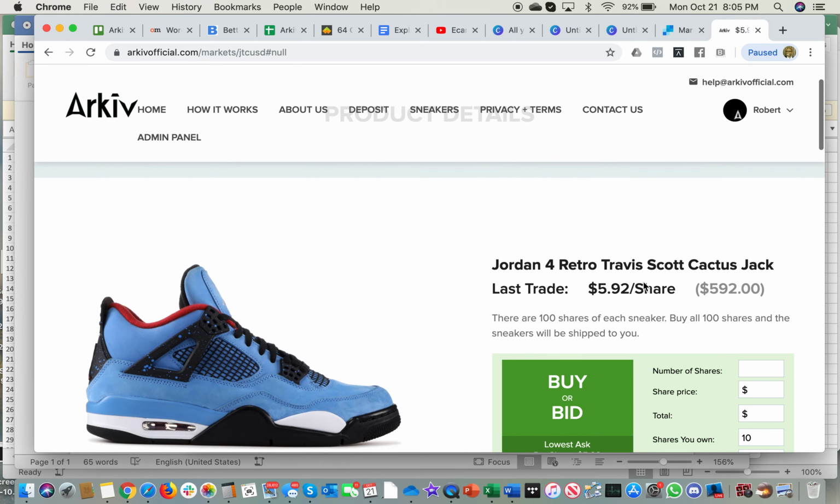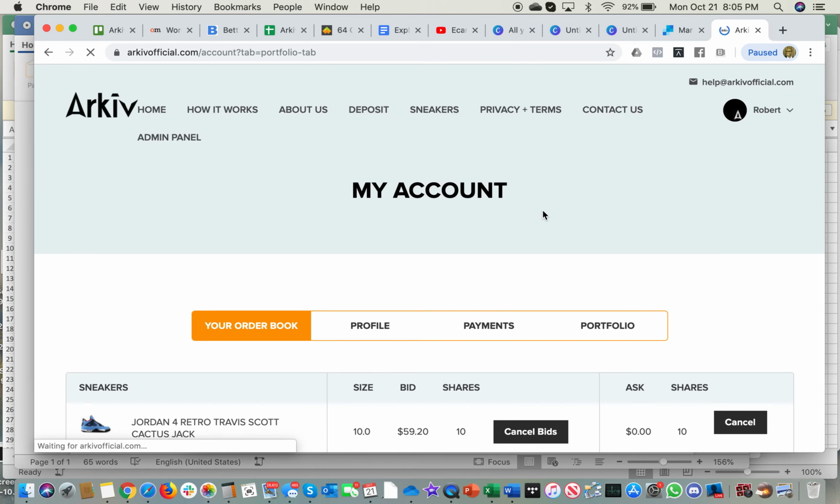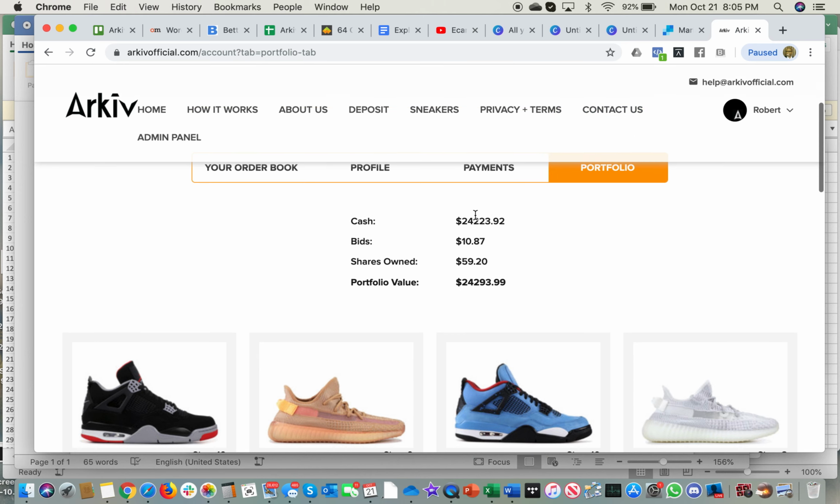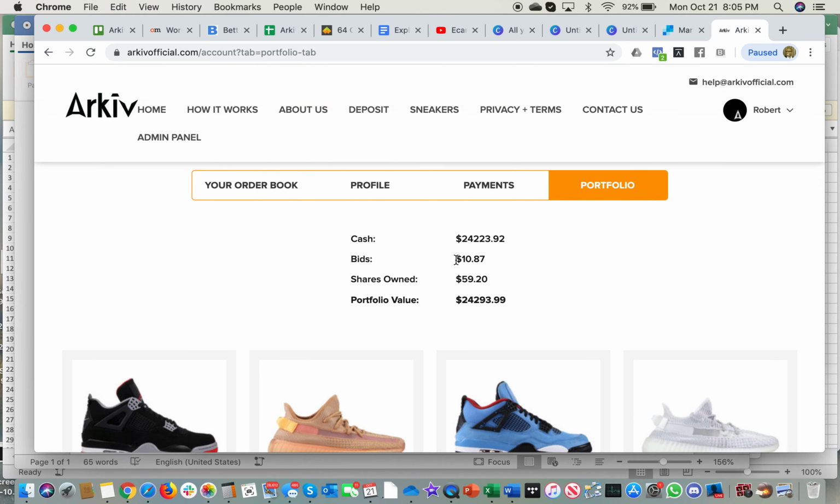Now, going back to our portfolio, if we go to bids, we see 10.87. And the only reason it's not 10.50 is because our fee is attached to that bid. So it's that simple. That's how you bid.